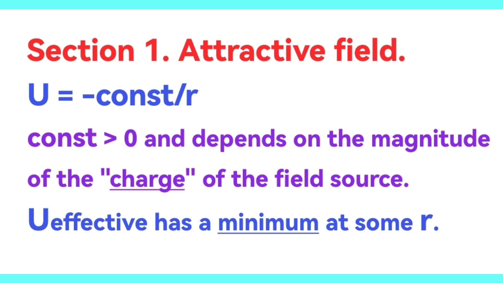Potential energy in the attractive field is equal to minus some constant divided by the distance. The constant depends on the magnitude of the charge of the field source and is assumed to be positive. The effective potential energy has a minimum at some distance. This distance depends on the constant included in the potential energy.